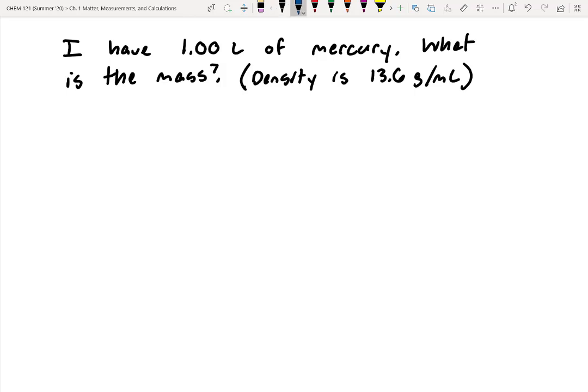If we set this up, we could say density equals mass over volume. But what am I trying to solve for here? It says that I'm trying to solve for mass. So let's change this around, and I could say density times volume is going to be equal to mass, right?